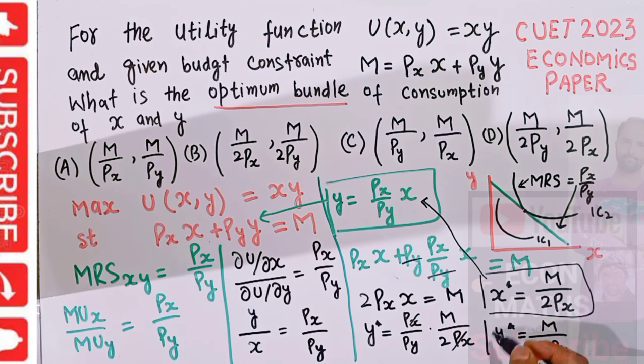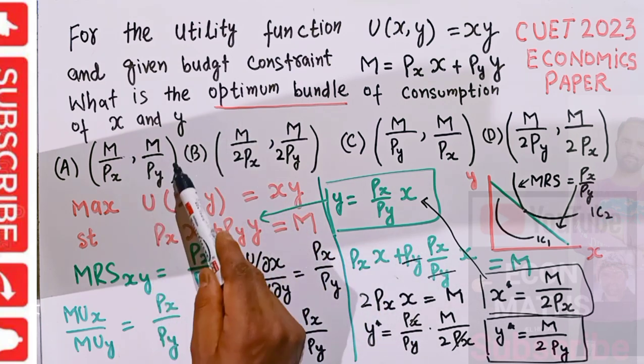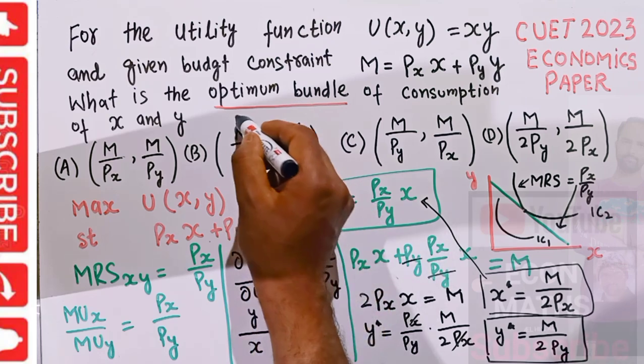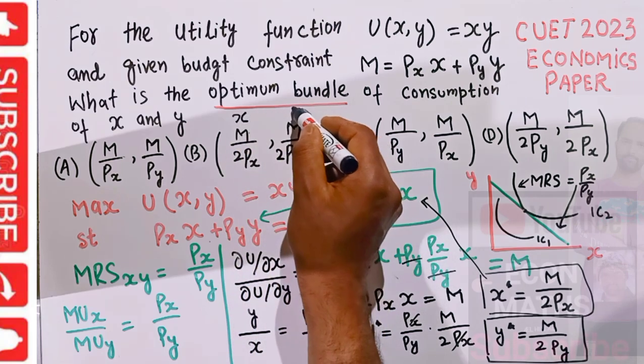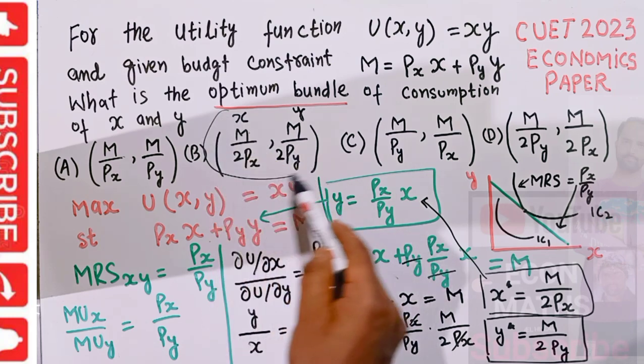So these are the optimal combinations of good x and y. x will be equal to m upon 2px, y will be equal to m upon 2py. So we have here, it is not the case. In the second one we have m upon 2px, that means optimal consumption of good x. This denotes optimal consumption of good y, so that means option B should be correct.